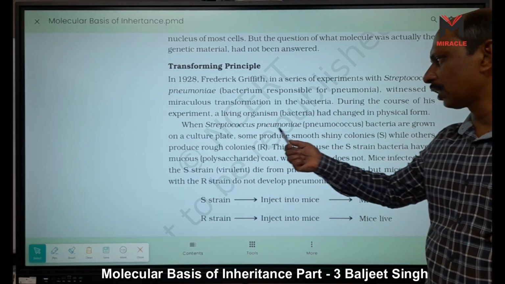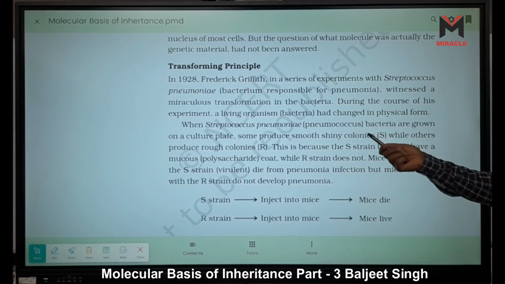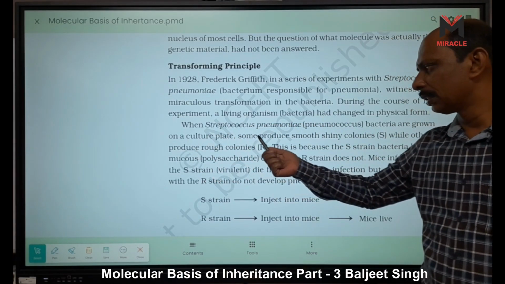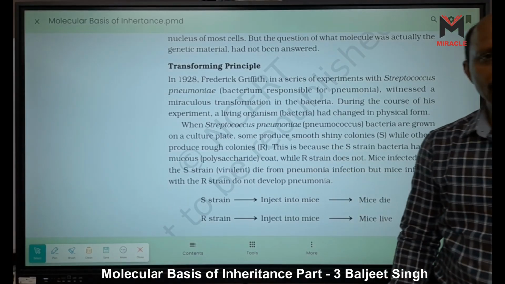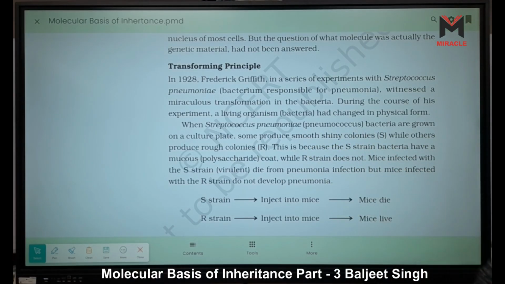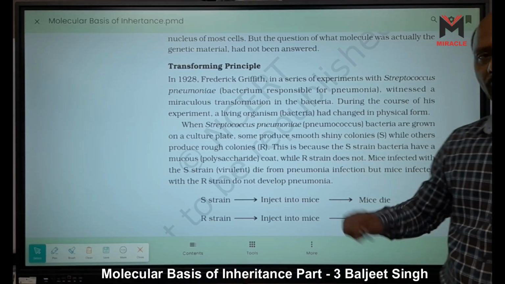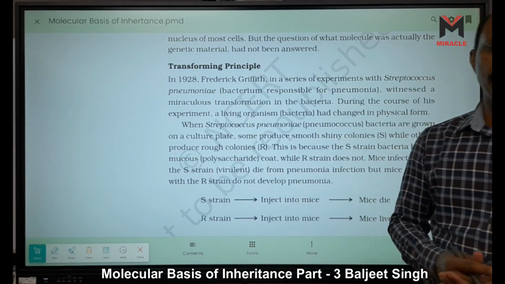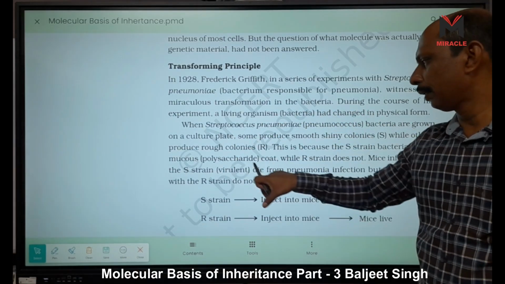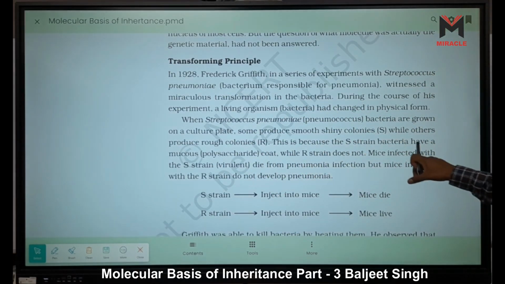When Streptococcus pneumoniae, that is pneumococcus, bacteria are grown on a culture plate, some produce smooth, shiny colonies. Why do they form smooth, shiny colonies? Because they have a mucus coat, and this mucus is made up of polysaccharides, right? Those smooth, shiny colonies are referred to as S.